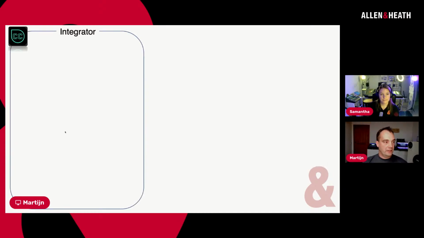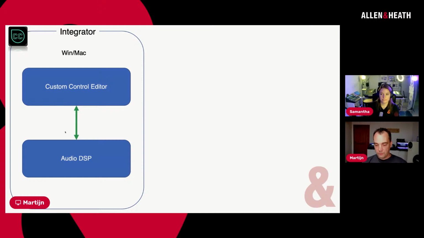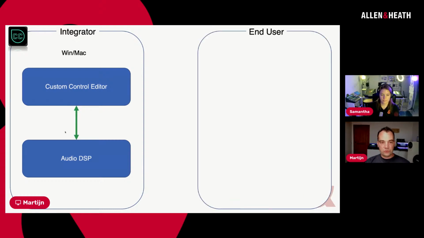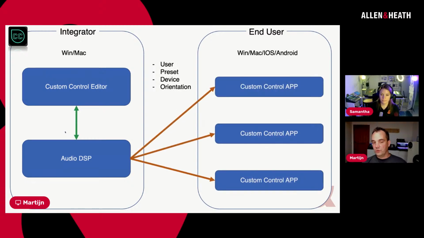So what Samantha already said, custom control works in a very cool and I think unique way where you have your physical audio DSP, which can be an AHM64, Avantis, or a dLive, and you use the custom control editor to make your custom layout. It's all drop-down menus. You can drag and drop. It's a what-you-see-is-what-you-get layout editor. Then when the user walks in, they can simply take their device, and depending on the user credentials, what kind of device they have, which preset is active in the audio DSP, or even which orientation, the DSP sends the configuration to the custom control app, so to the end user.